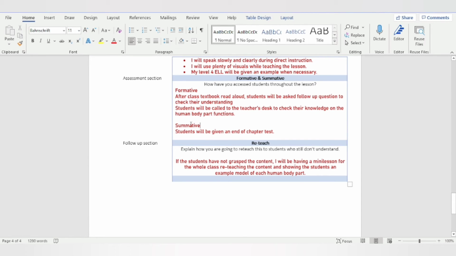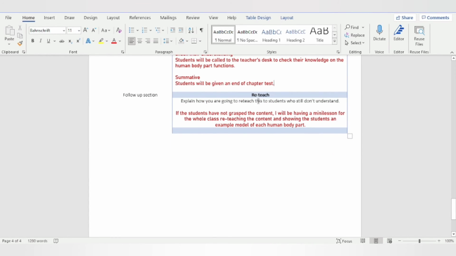For the summative now, students will be given an end of chapter test. So that could be a summative. If they did a project, you could say students did a project in which they will receive a final grade, something like that. So summative and formative is what you've done to check the students' understanding during the lesson.